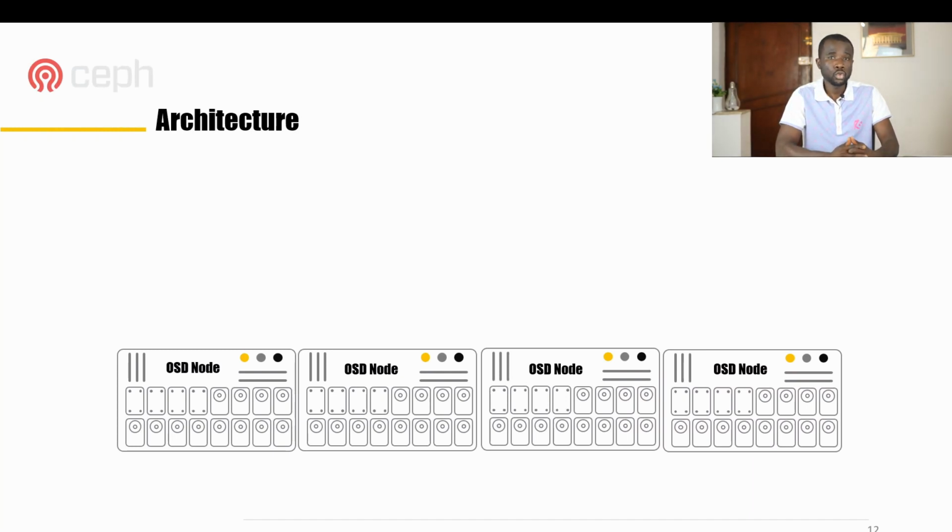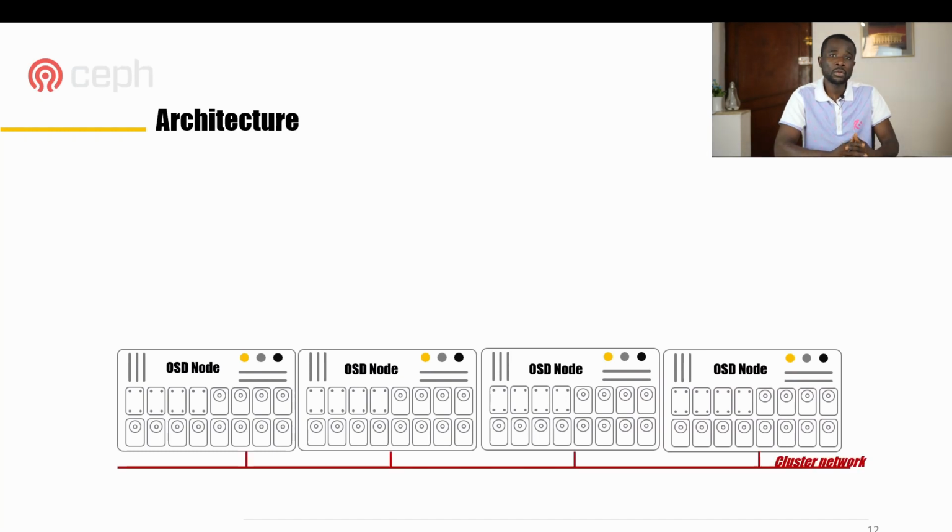OSD nodes should be connected, in a production environment, on two networks. The cluster network will be used for the rebalancing or self-monitoring of different OSD nodes, and also some action or verification action. All those actions will be performed through the cluster network only. So you should provision a very good throughput, at least 10 gig throughput for this cluster network.